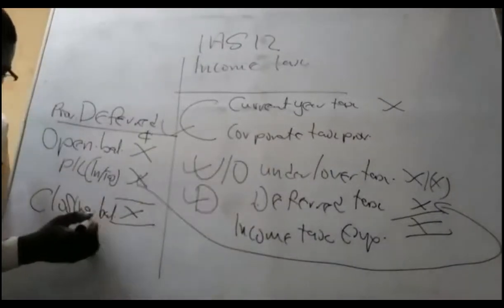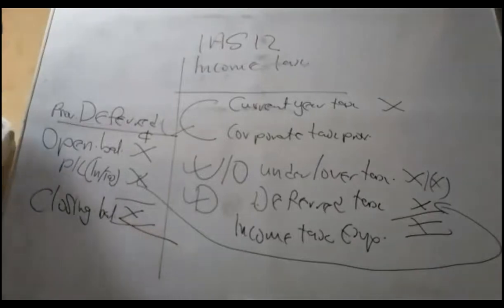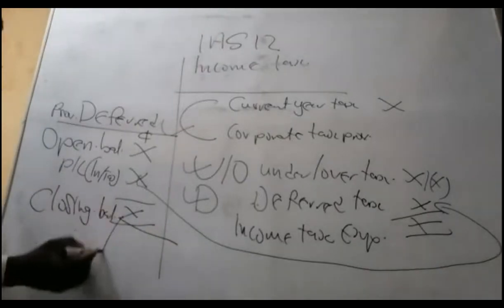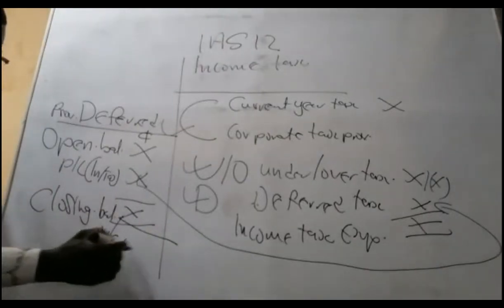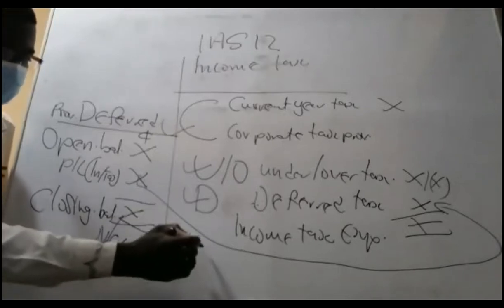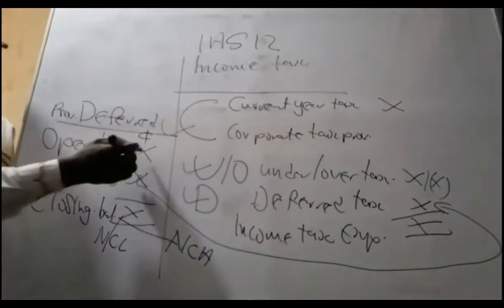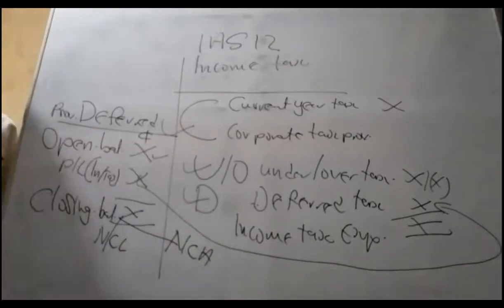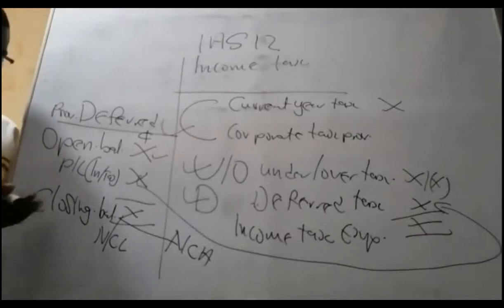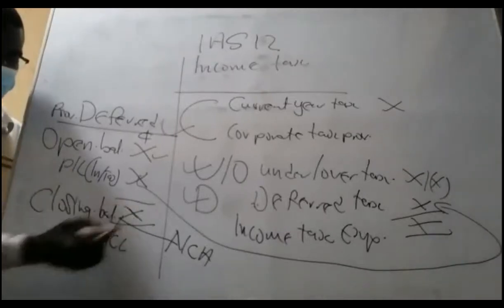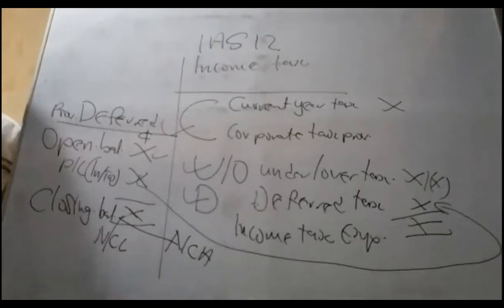Then the closing balance must go to the financial position. It can be non-current liability or non-current assets depending on the type. So we'll look at it in detail. So that is the end of the game. If you see a figure here, that is the open balance. This figure will be given to you in the footnotes. Then you just compare the difference.